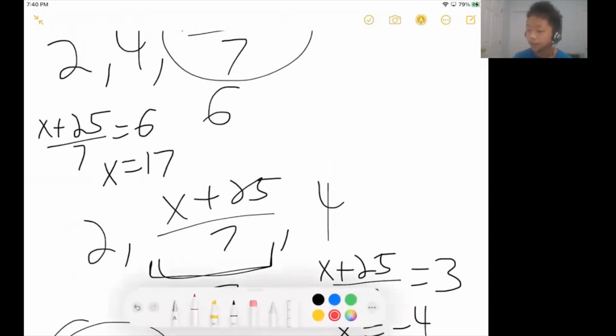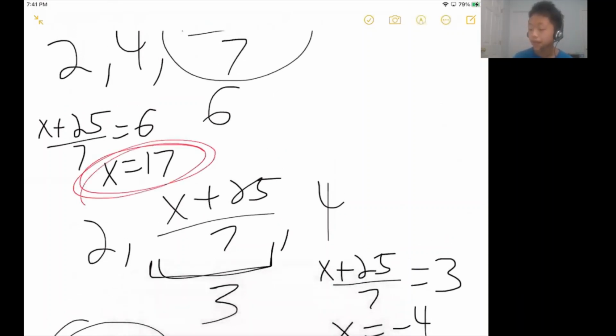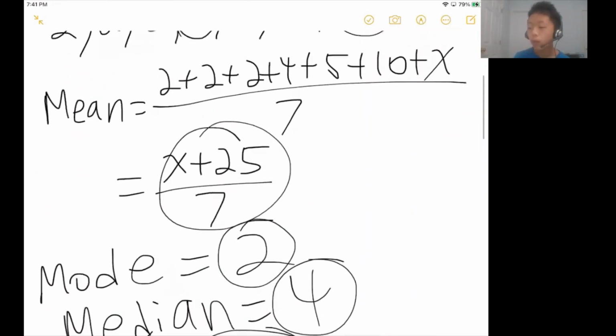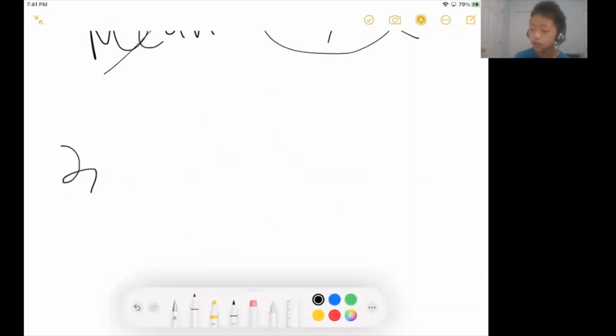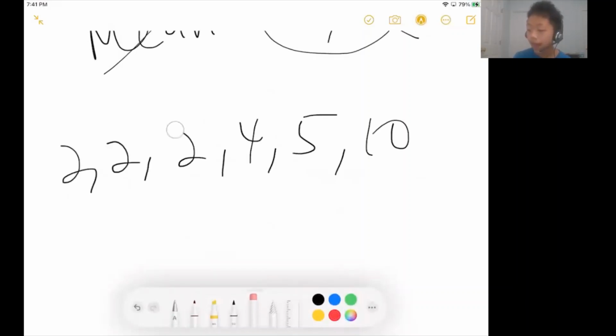Here, let me circle it in red. But we have to be extremely careful, because it turns out we have one last case, which is when we have the numbers 2, 2, 2, 4, 5, 10. It's also possible that x is the median of the data set, right? So we could have x as the middle number. So we have to be very careful here.